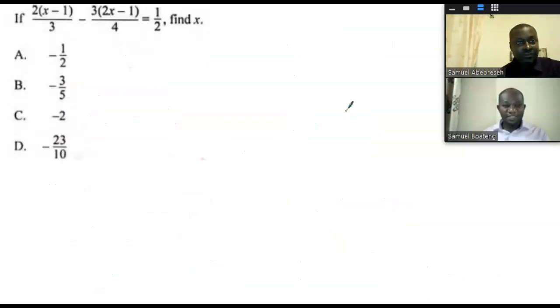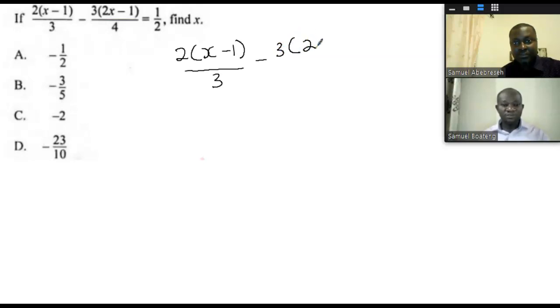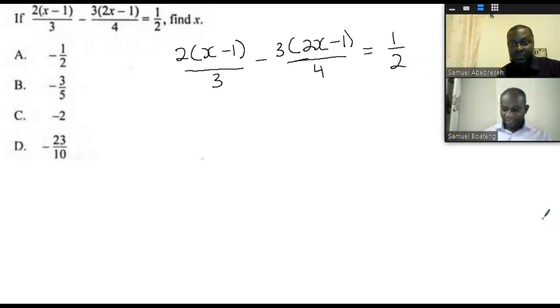The last question for the day is a multiple choice question. We want to look at how to go about it if you are given a question in the objectives test, and then pick the best option. So we have: if 2 into bracket (x minus 1) on 3 minus 3 into bracket (2x minus 1) on 4 is equal to 1 on 2, find x.